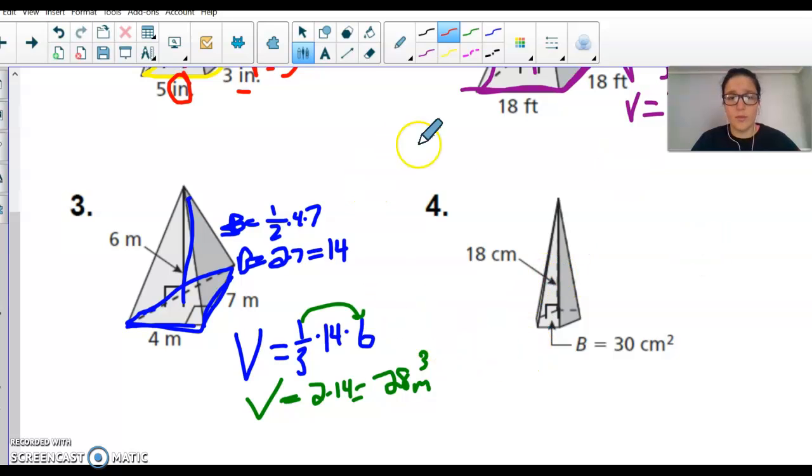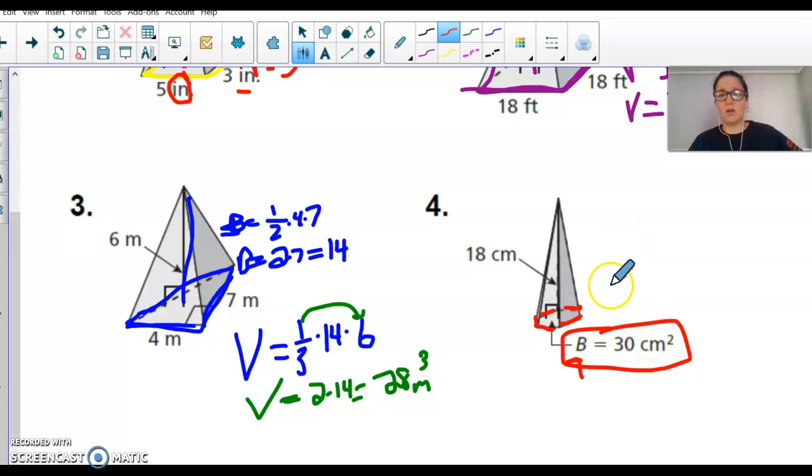So the pyramid we have, let me see, 1, 2, 3, 4, 5, 6. So it's a hexagonal pyramid. We really don't know how to find the area of the base for a hexagon, so it's given to you. That capital B means they gave you the base. So they gave you the base of 30 centimeters squared.